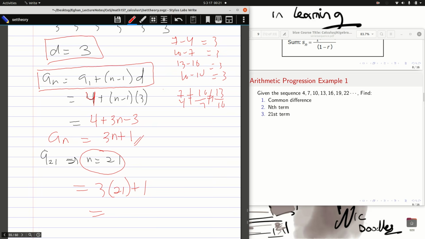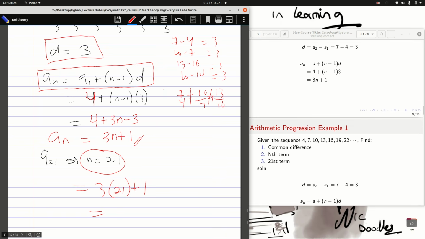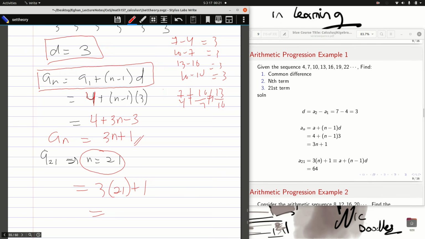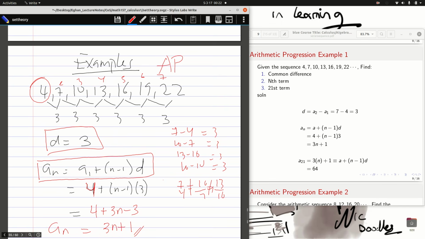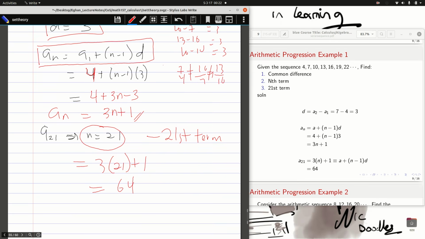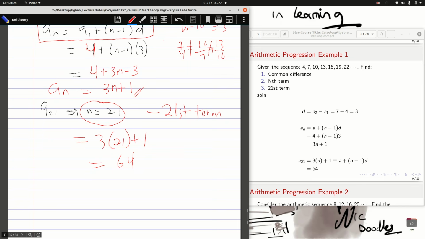But this is how simple it is. If you are looking for the 21st term in the sequence, it says it is 64. Originally we were given just 7 terms, and you realize that we can even find the other terms. The 21st term is 64, and that is how we find it. If I want to find the 8th term, it means wherever I see n, I substitute 8 into it.